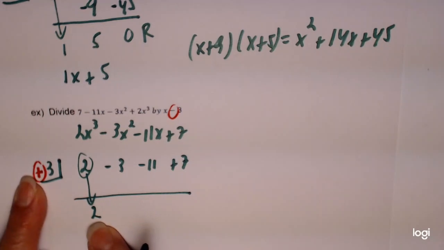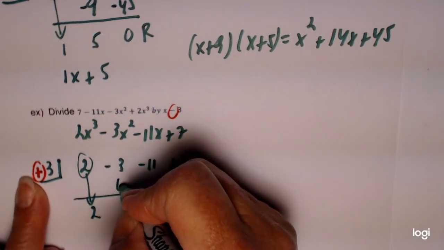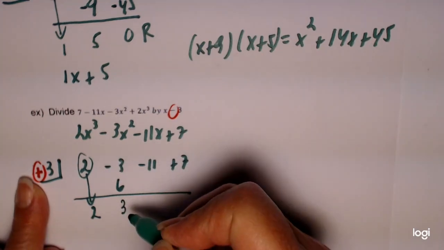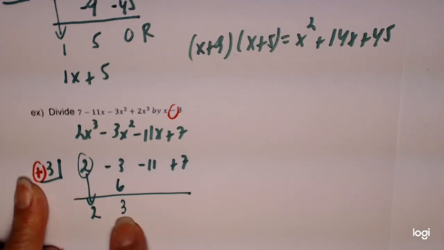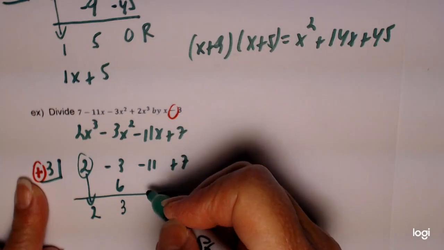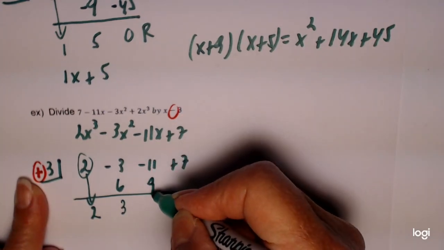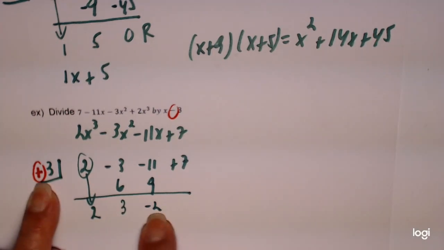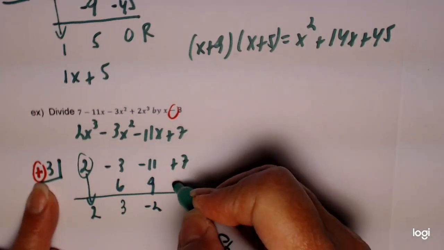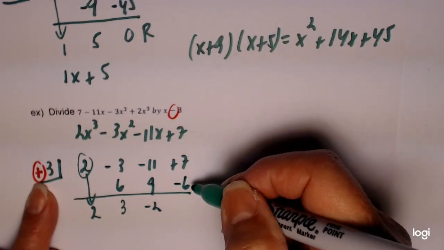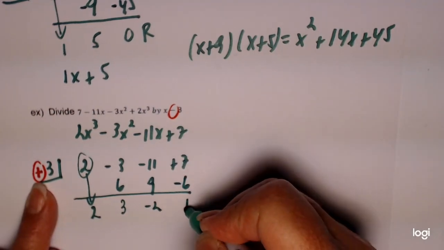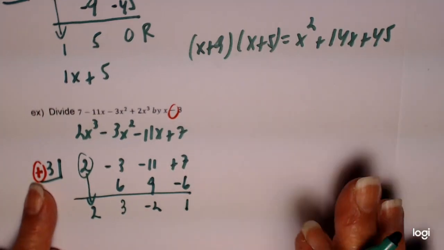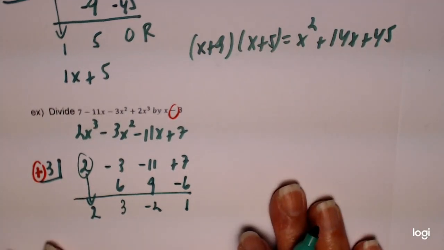This first coefficient just gets dropped down, and we start our multiplication. 3 times 2 is 6. Negative 3 plus 6 is 3. 3 times 3 is 9. Negative 11 plus 9 is negative 2. 3 times negative 2 is negative 6. 7 plus negative 6 is 1. And we're done. There's no more columns, no more division to be done.